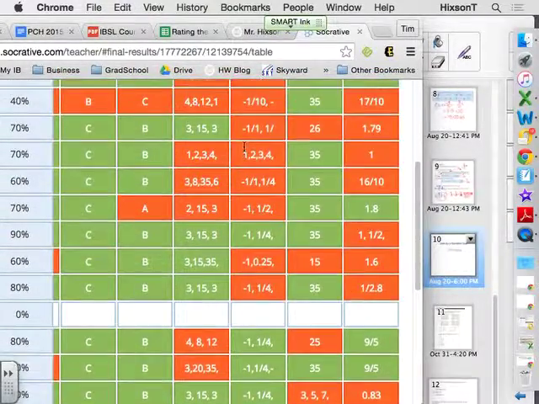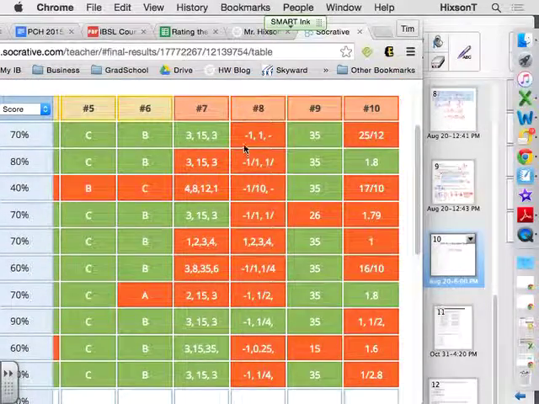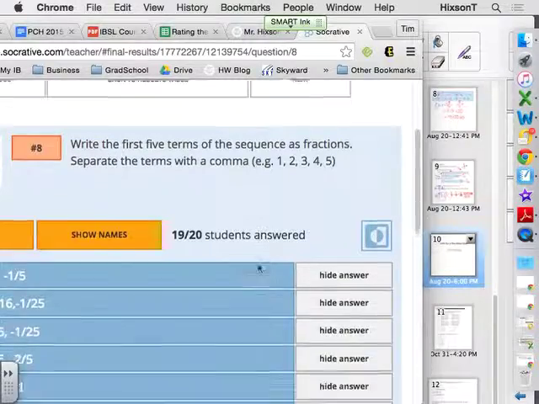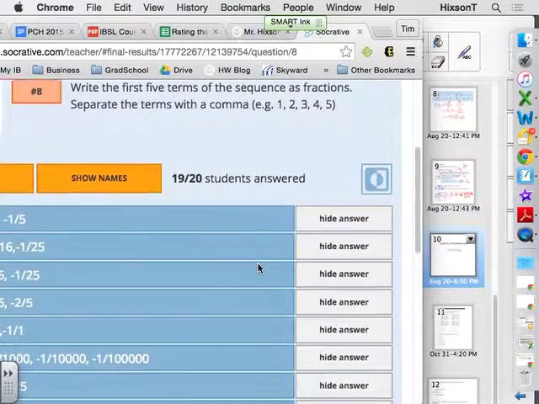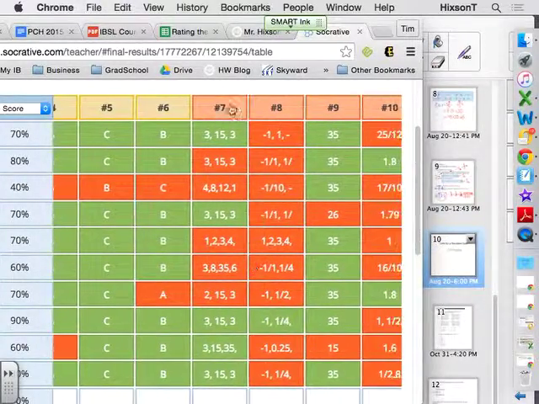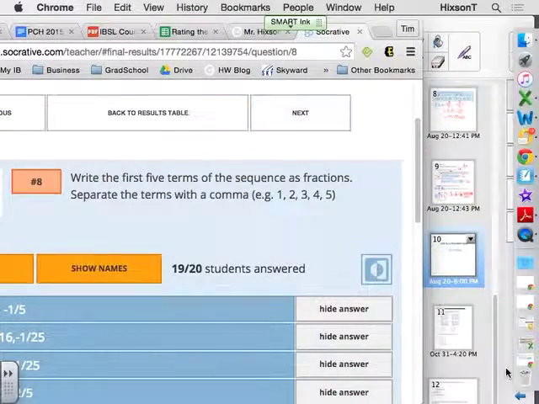But let's look at problem number 8. Okay. Write the first 5 terms of the sequence as fractions. Okay.